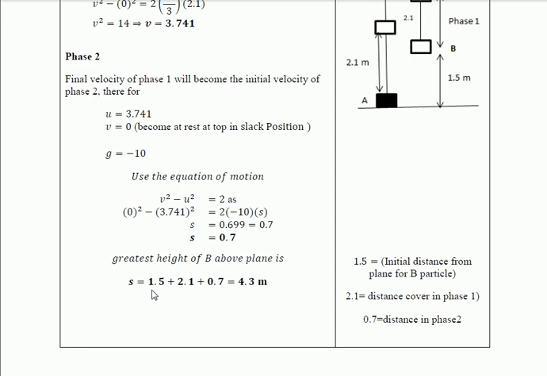The total distance is 1.5 plus 2.1 plus 0.7. The 1.5 is the initial distance from the plane for particle B, 2.1 is the distance covered in phase 1 when particle A reaches the ground, and the last distance in the slack position is 0.7. So the total is 4.3 meters.